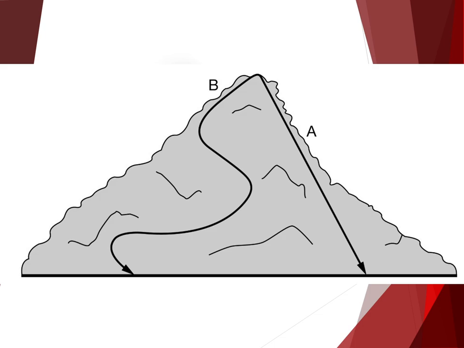So, imagine two different hikers climbing to the top of a mountain. One of the hikers goes straight up the mountain. The other reaches the top, the same point, by a path that meanders up and down the sides of the mountain. The main takeaway is, at the end, the net change in position for each hiker is the same.